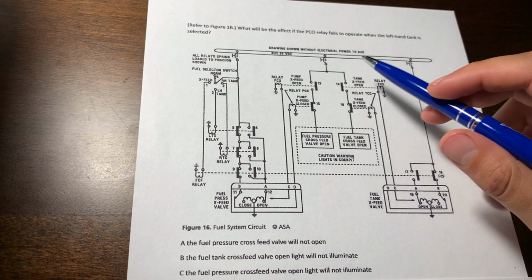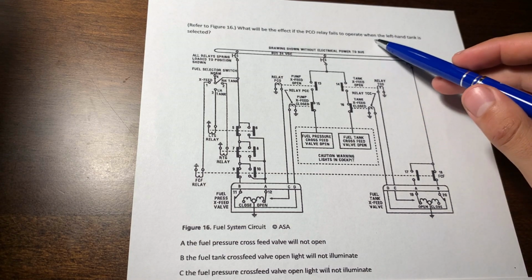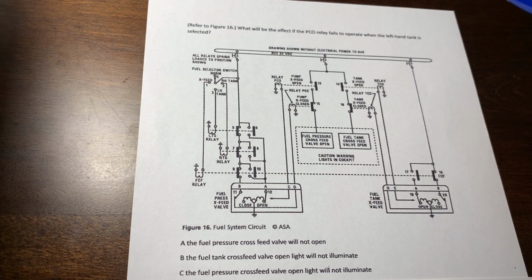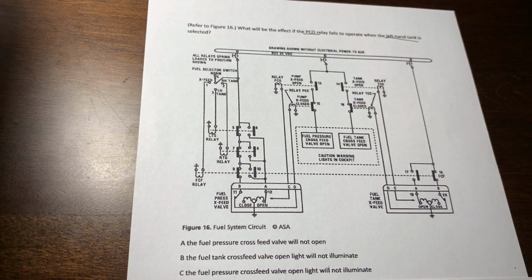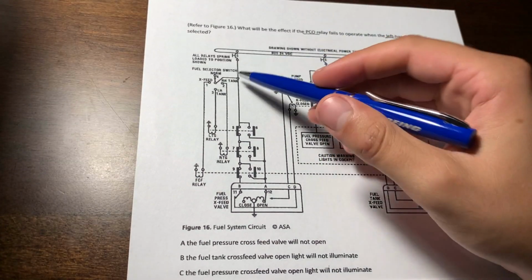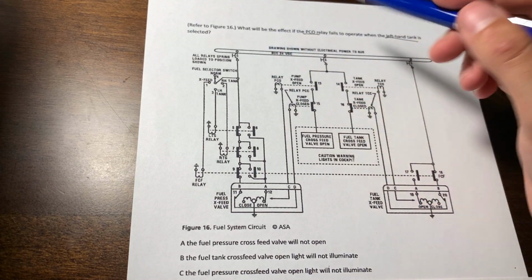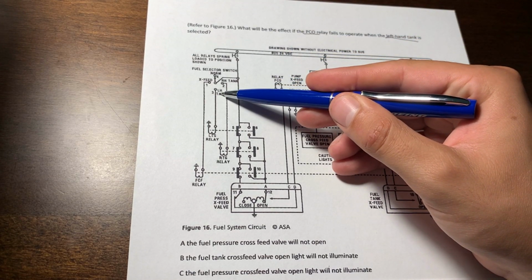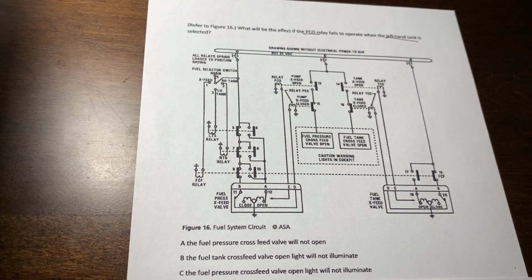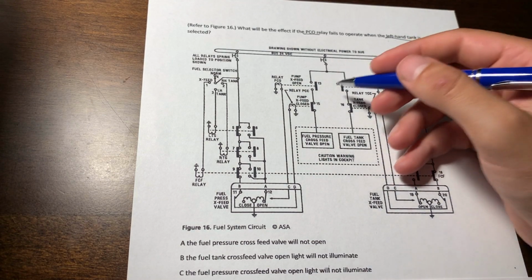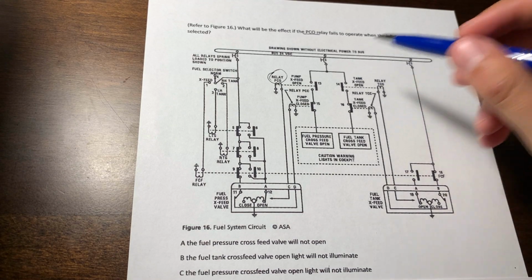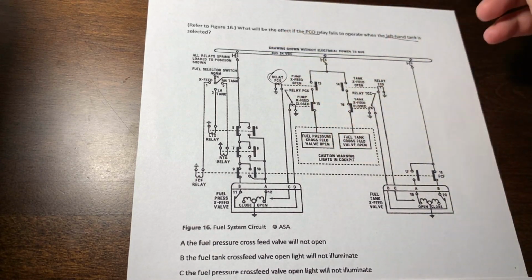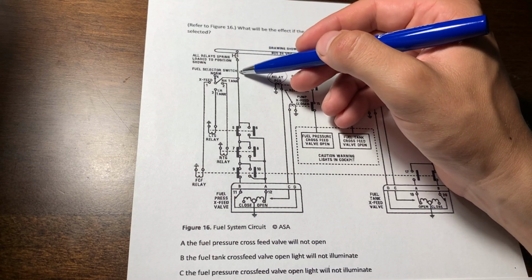What will be the effect if the PCO relay fails to operate when the left-hand tank is selected? So, PCO relay, left-hand tank is selected. This is your selector switch. This is the left-hand tank detent. So this is our PCO relay. Let's trace out the current, where it's going. So it comes from the bus.